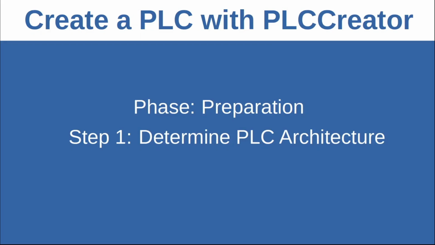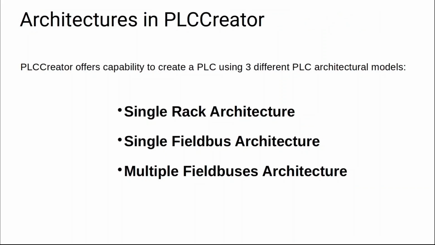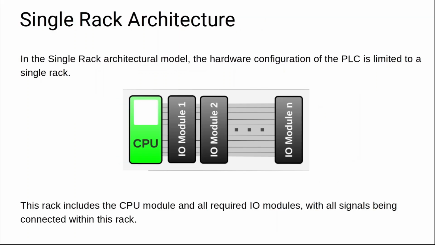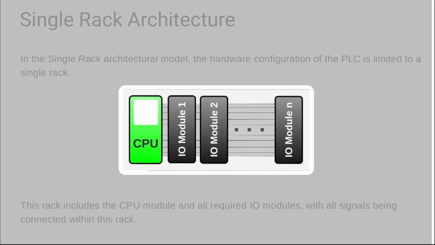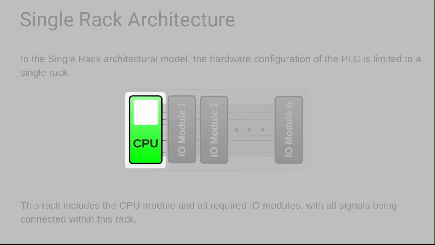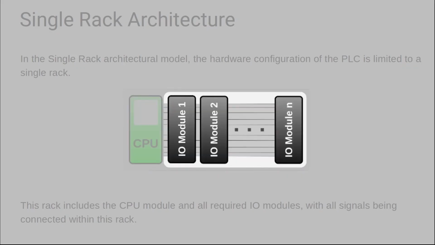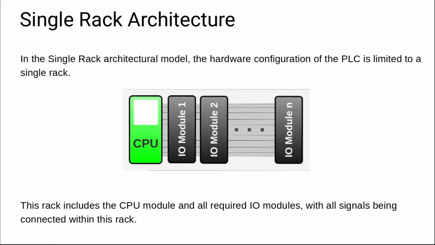Let's go with creation. First, we need to determine the PLC architecture. Let's give a brief introduction of the PLC architectures. PLCCreator offers the capability to create a PLC using 3 different PLC architectural models. In the single rack architectural model, the hardware configuration of the PLC is limited to a single rack. This rack has the CPU module and all required I/O modules, with all signals being connected within this rack.